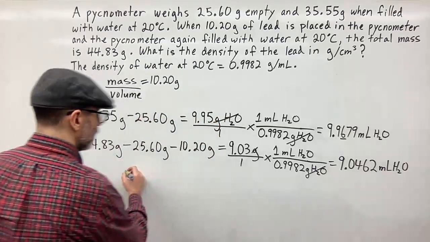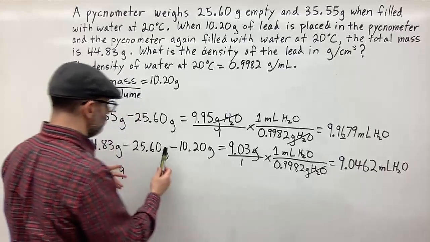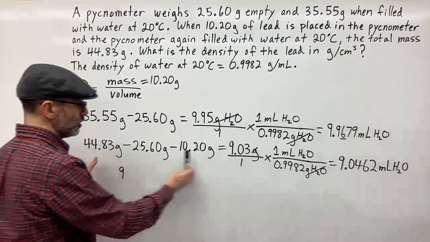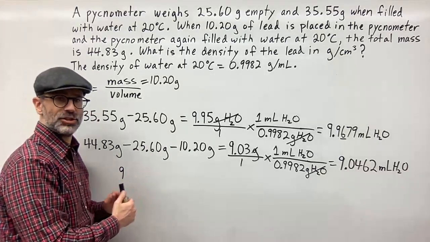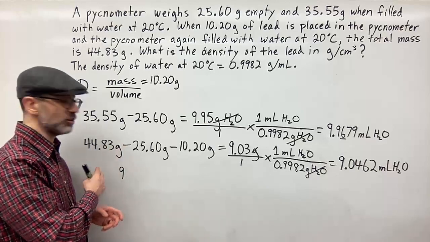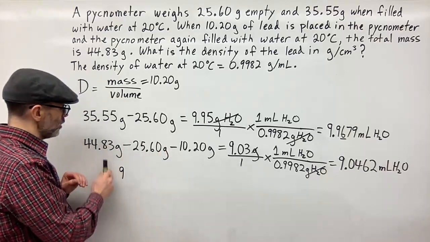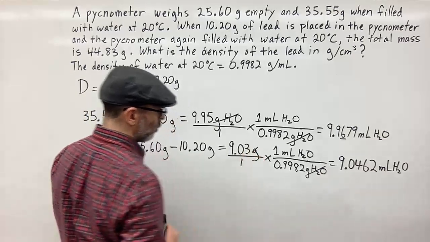So I take, oh, and by the way, again, when I do the subtraction here, so again, if I'm doing subtraction, my answer should have the same number of decimal places as the least number of decimal places in the measurements. So they all have 2 decimal places. So my answer has 2 decimal places.